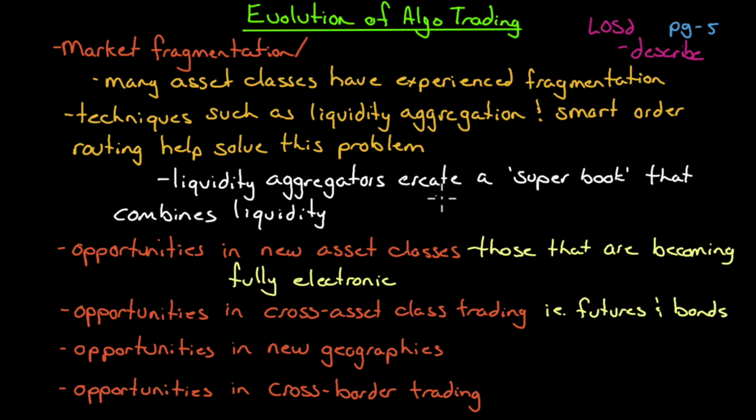Liquidity aggregators create a superbook that combines liquidity. So at Interactive Brokers, I can click on Book Trader. Book Trader comes up. It gives me the best bid and the best ask and all the volume. That's an aggregated volume that I'm getting. That's not a volume on any one particular exchange. It's aggregated across everything that they have access to at that moment.